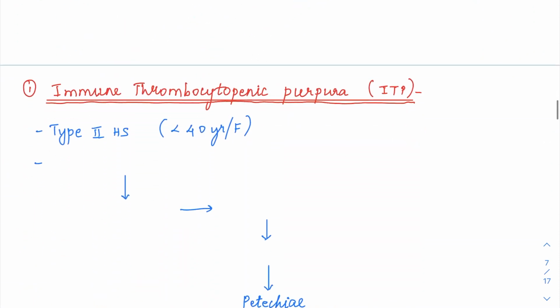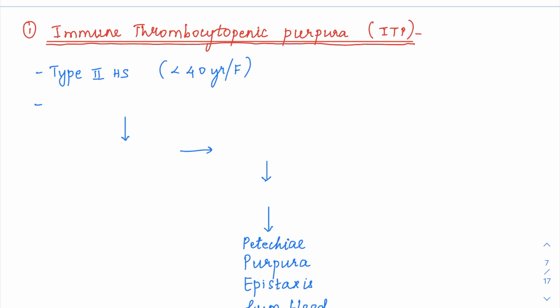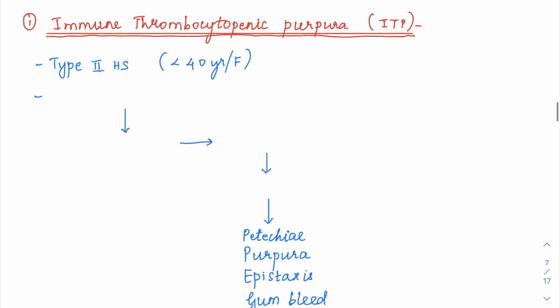So now let's start with the individual bleeding disorders. The first one will be immune thrombocytopenic purpura. Don't confuse it: it is not idiopathic, it is immune thrombocytopenic purpura. It is an immune-mediated disorder, right?